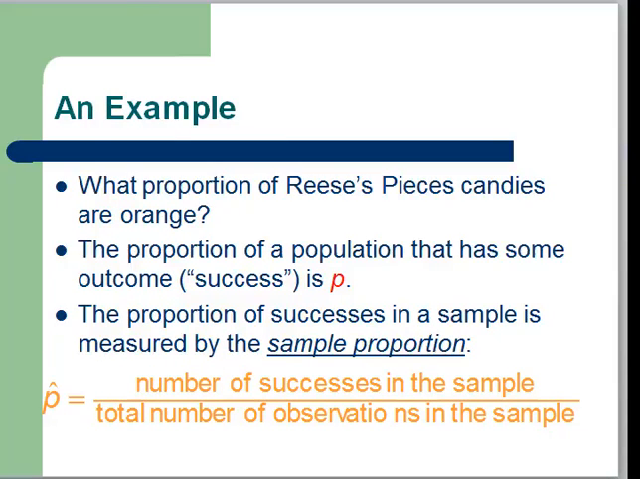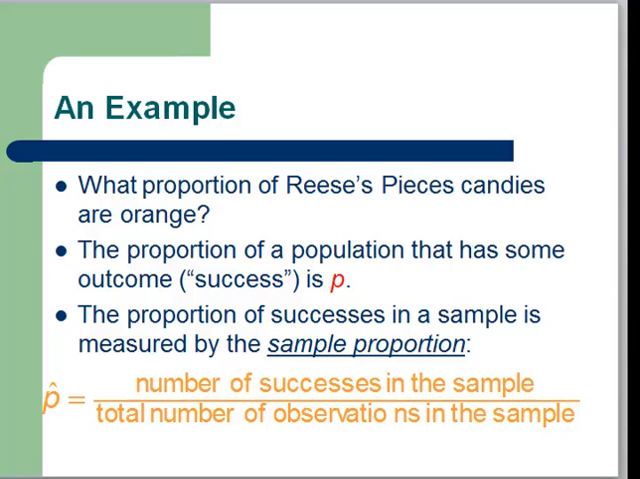So let's see how this is done. Suppose I have the question, what proportion of Reese's Pieces candies are orange? Well, let's talk about proportion here. The proportion of a population that has some outcome or success, in this case being orange is the success, we call that P. That's going to be our symbol for the population proportion. So that would be the percentage of all Reese's Pieces candies that are orange.